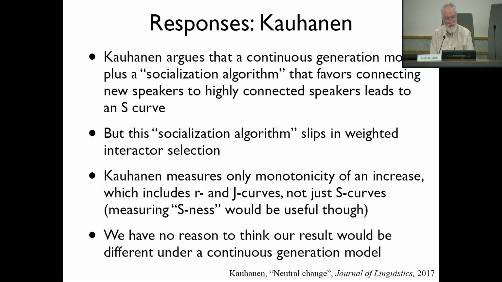It does suggest that measuring how S-like the curve is would be useful, trying to fit an empirically observed pattern to a mathematical equation. And we didn't have continuous generation in that model, but we've used it for lots of other models, and we have no other reason to think that our result would be different.